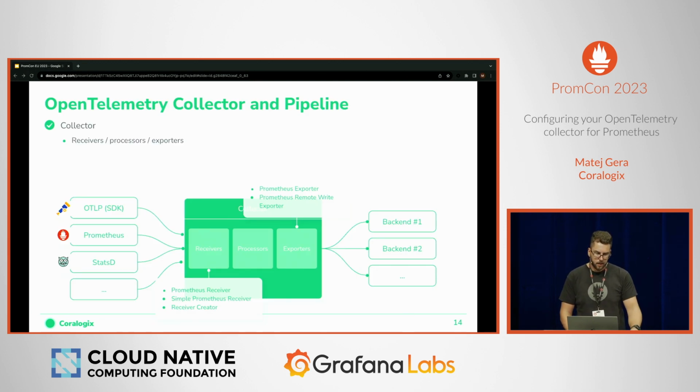So then we'll look at the particular receivers and exporters that are relevant for Prometheus. We'll be looking at the Prometheus receiver and the related simple Prometheus receiver, and a special type of receiver called receiver creator. And then with exporters, we'll look at the Prometheus exporter and the Prometheus remote write exporter and see what they do.